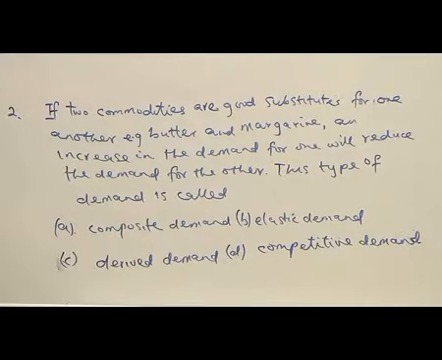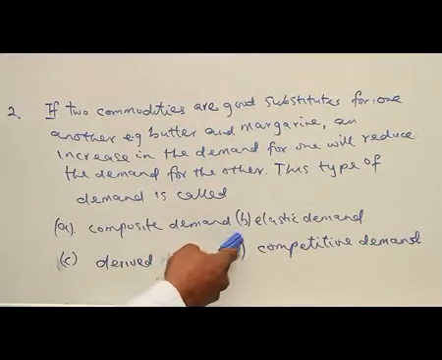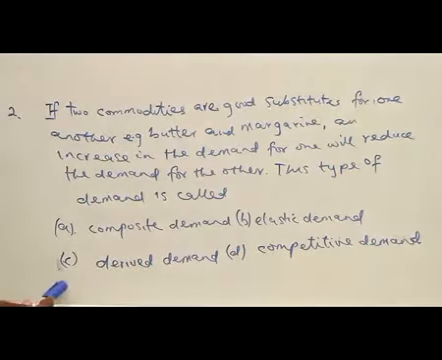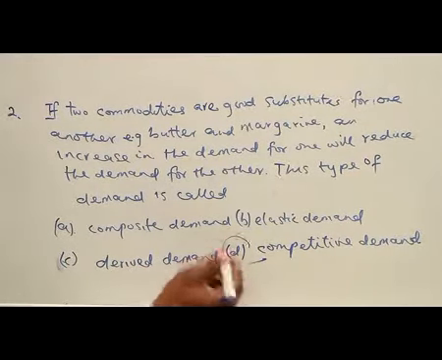In competitive demand, a commodity can be used in place of another. So if you cannot use butter, you can use margarine. The two goods are competing for use. A cannot be right because composite demand is when a commodity can be used for different purposes. B, we are talking about type of good here, not type of price elasticity of demand. Derived demand is not appropriate because we are talking about two goods that are substitutes. So the right answer is competitive demand.